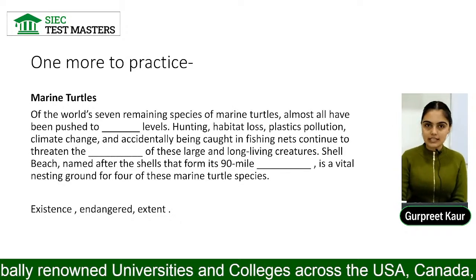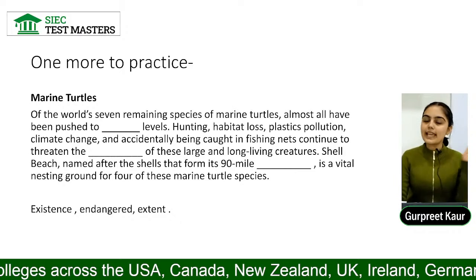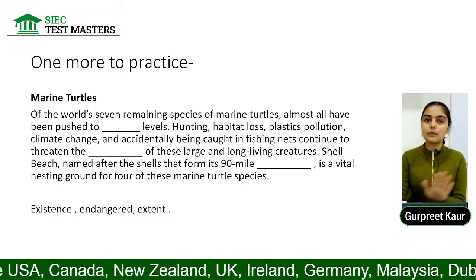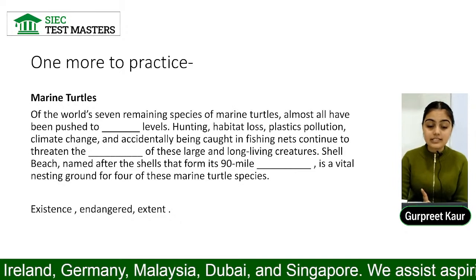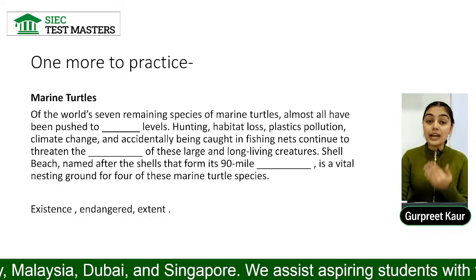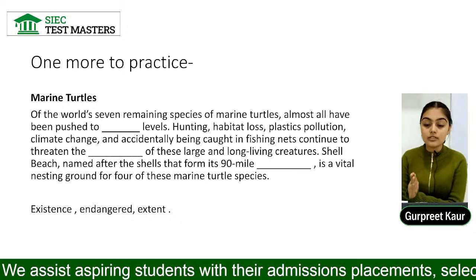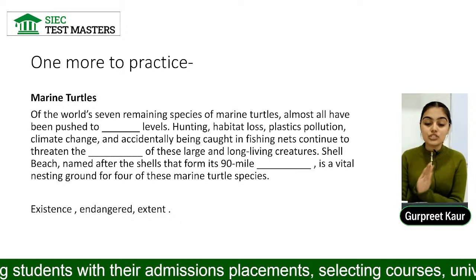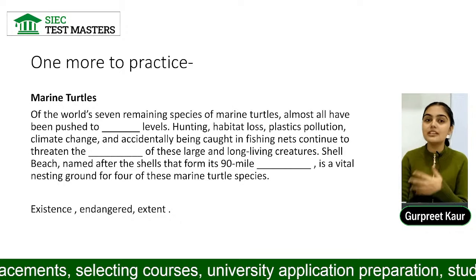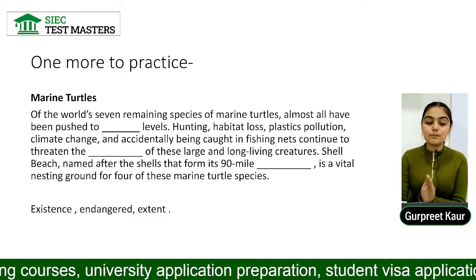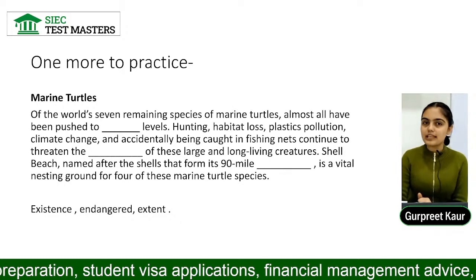इस क्वेश्चन में बच्चों ने क्या किया जब मैंने ये क्लास में प्रैक्टिस करवाया पहले, तो they put the answer extent here, because extent and levels, उन्होंने आंख बंद करके दोनों को रिलेट किया and they marked it as an answer, but that is a wrong answer. The answer here is endangered levels. Why endangered levels? Because in the next line they are mentioning about habitat loss, plastic pollution, climate change, and fishing nets. All these are the signs of being getting endangered. So it has been pushed to endangered levels, those levels where the species are getting endangered.